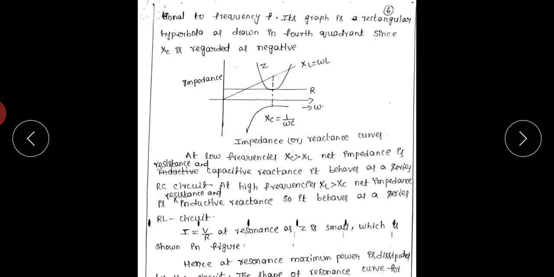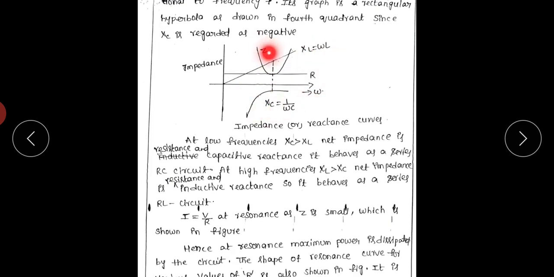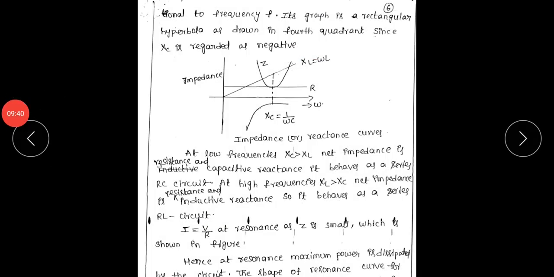Next one, the graph between capacitive reactance versus frequency. Here XC equals 1 by 2 pi f C, so capacitive reactance is inversely proportional to frequency. By increasing the frequency, capacitive reactance decreases. So the graph shape is a rectangular hyperbola. By adding all these values, finally this is the impedance graph. This is the resonance frequency. At resonance frequency, the impedance is minimum and it equals the resistance.